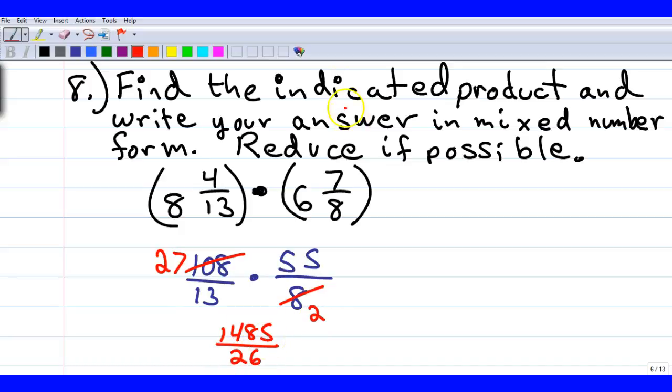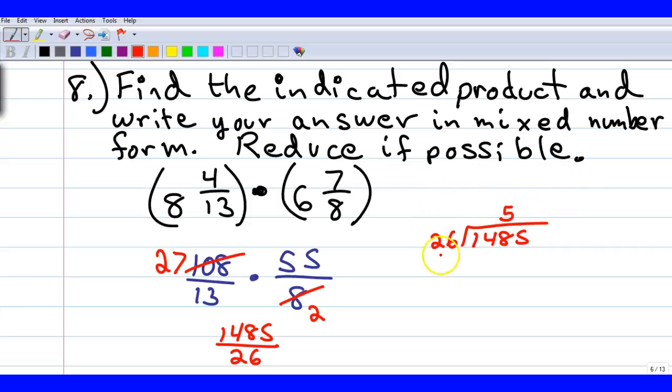Now the instructions say to write the answer in mixed number form and reduce. Right now it's an improper fraction. So I need to put this back into a mixed number. I will take the 26 and see how many times it divides into 1485. 26 will not go into 1, so I move to its neighbor. 26 will not go into 14, so I'll move over one more place. 26 will go into 148. And I estimate about how many times it'll go in. I think it'll go in about 5 times, and I try it.